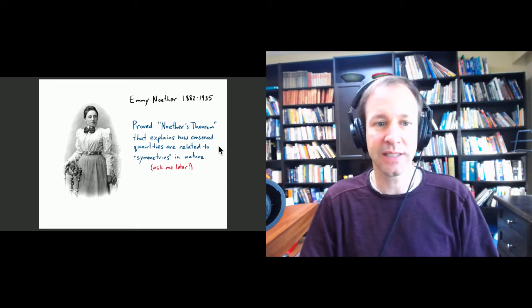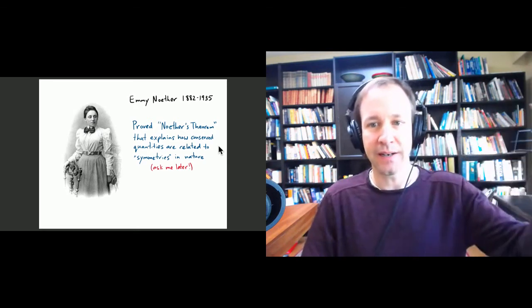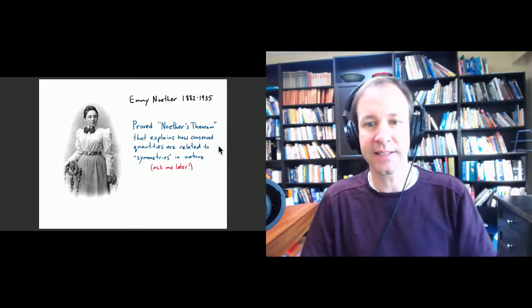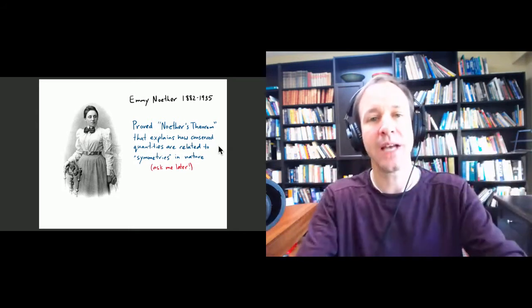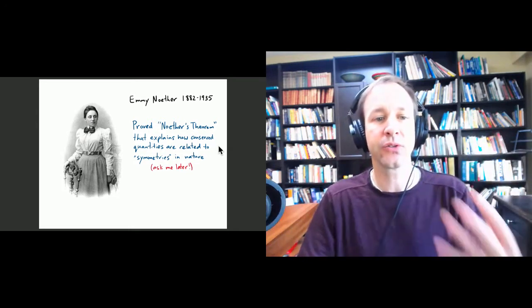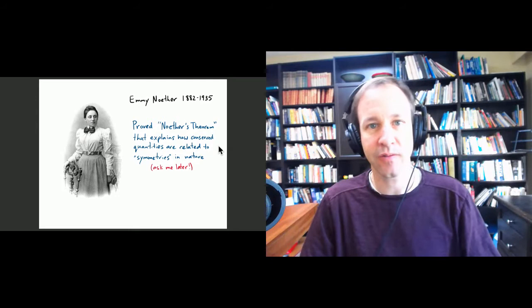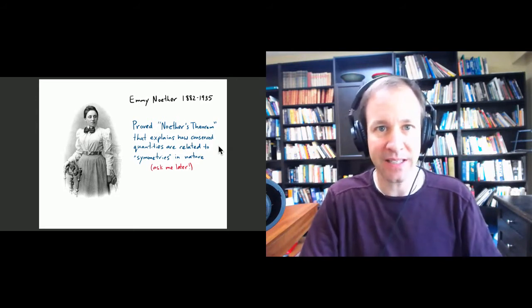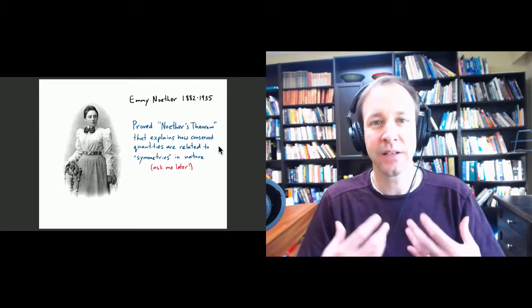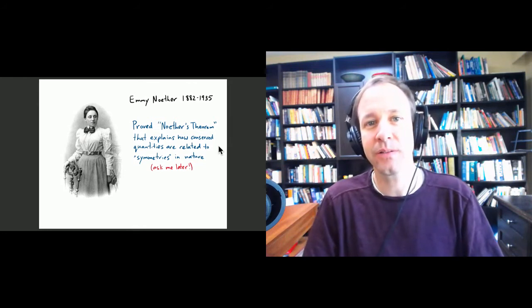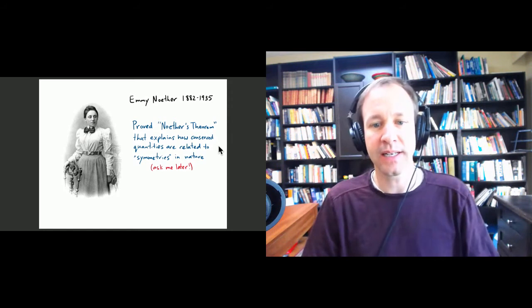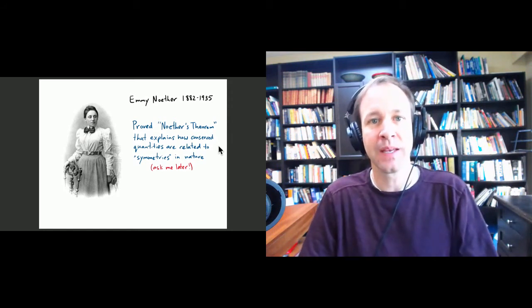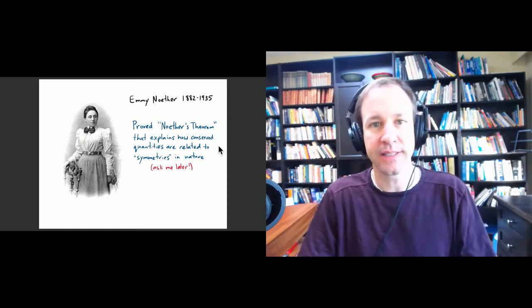And so she lived in the 19th and 20th century, and she proved what's known as Noether's theorem. And this really explains not just energy conservation, but all sorts of conservation laws. So we have other conserved quantities like momentum and angular momentum and charge. And Noether basically understood that you will have one of these conserved quantities when your physical system has a property known as symmetry.